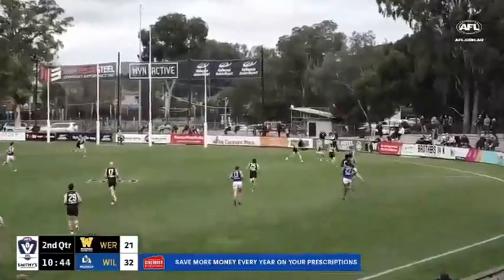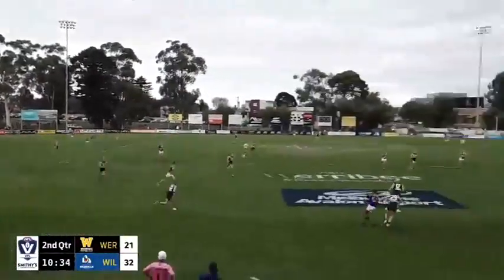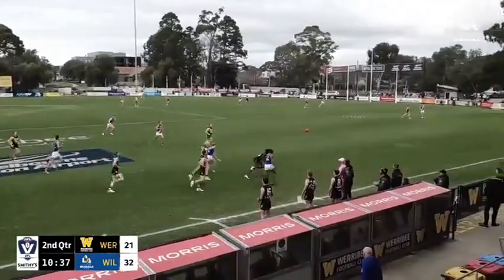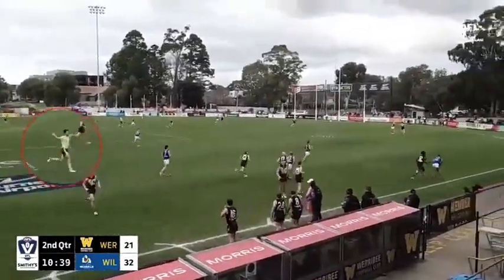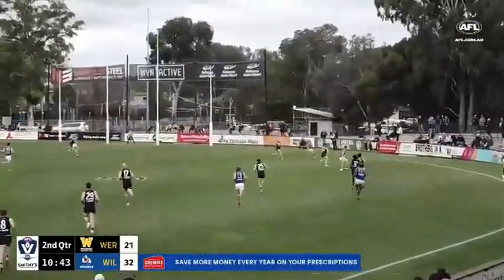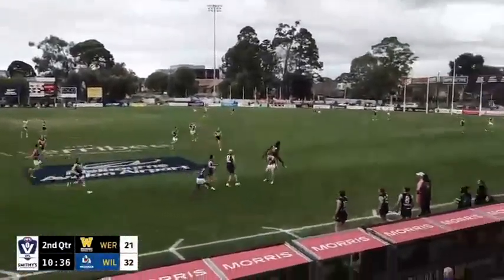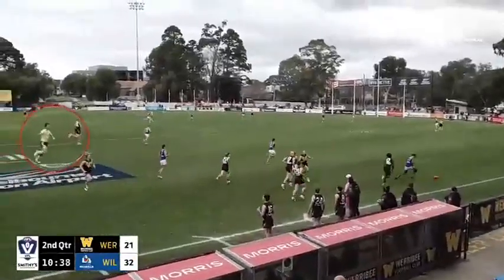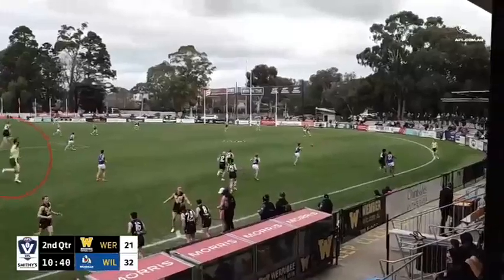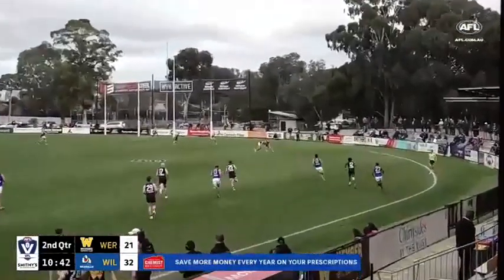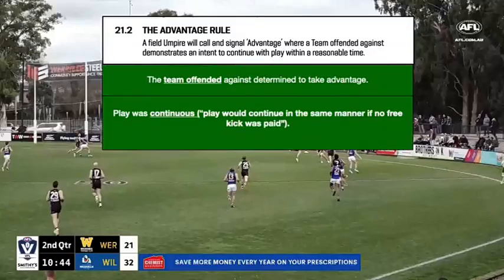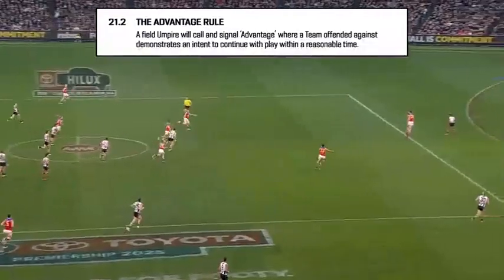So if we break it down from our flow chart. In this case, Williamstown are going to decide if they're going to take the advantage. We look at this and go, all right, they've indicated they're taking the advantage. Play is continuous, as if the free kick would not have been paid, but I love our point 3 that we touched on before. So we look at umpire here, delays, and then waves the advantage, which is a really good passage of play.